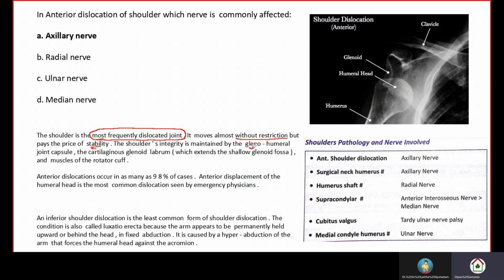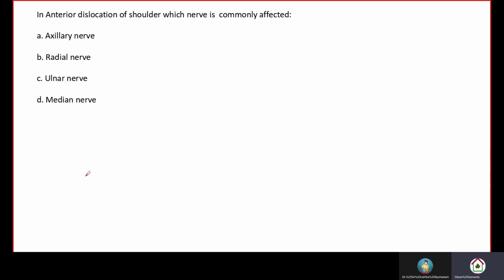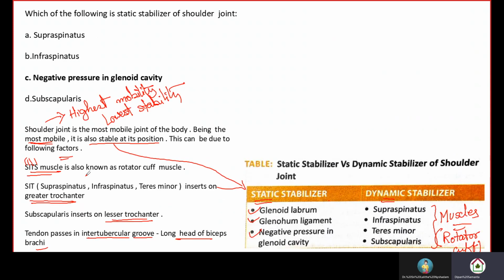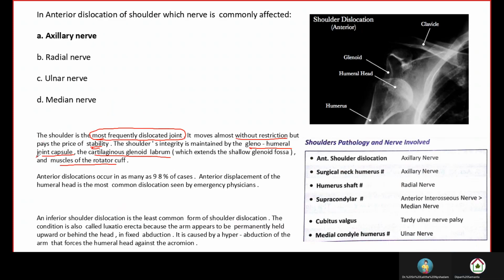Shoulder's integrity is maintained by the glenohumeral joint capsule, cartilaginous glenoid labrum, and rotator cuff muscles. As we studied just now, the static stabilizers and the dynamic stabilizers. Anterior dislocations occur in as many as 98% of cases. Anterior displacement of the humeral head is the most common dislocation seen by emergency physicians. Inferior shoulder dislocation is the least common.